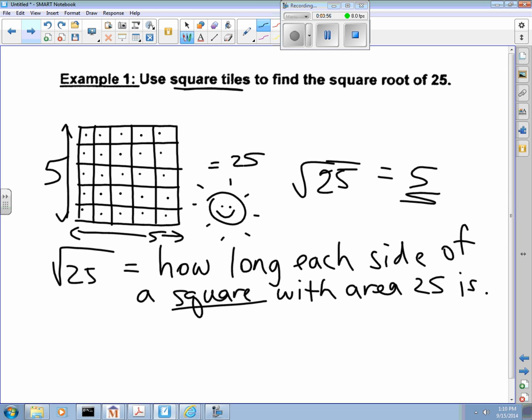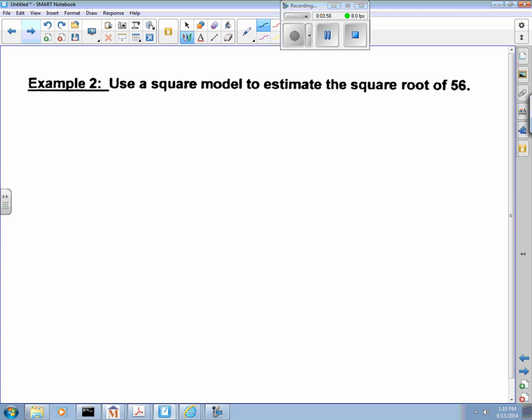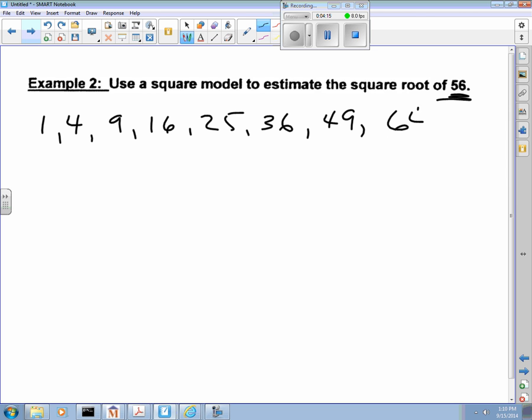Seconds up. Now comes a tougher example. I want to use a square model to estimate the square root of 56. Now 56, you'll recall, is not a perfect square number. Remember, my perfect squares are 1, 4, 9, 16, 25, 36, 49, and then after 49 it's 64. 56 would be between those.